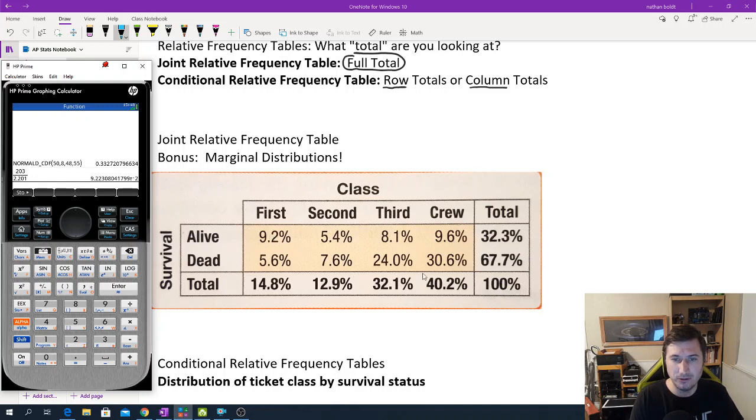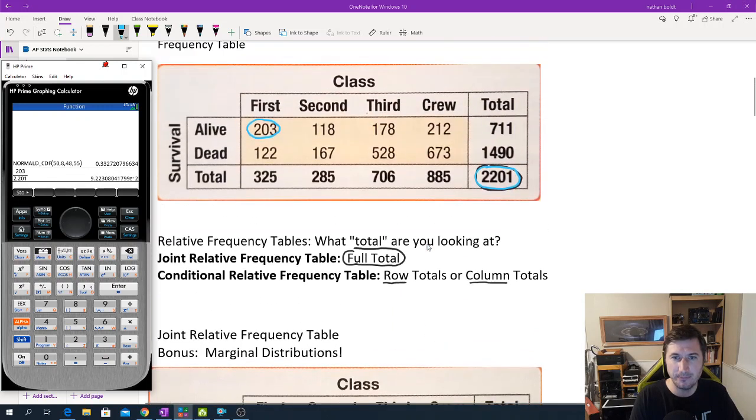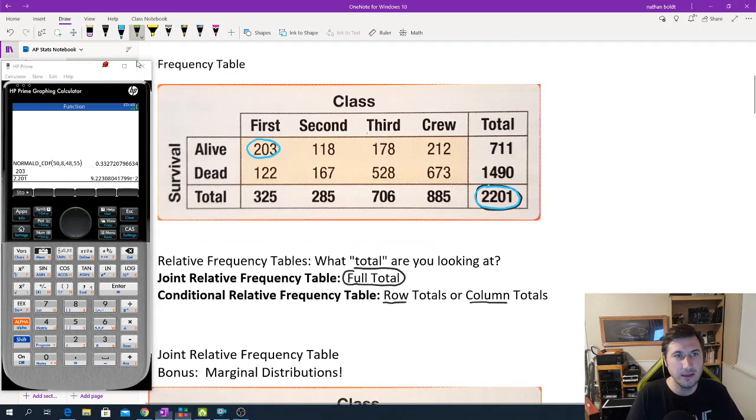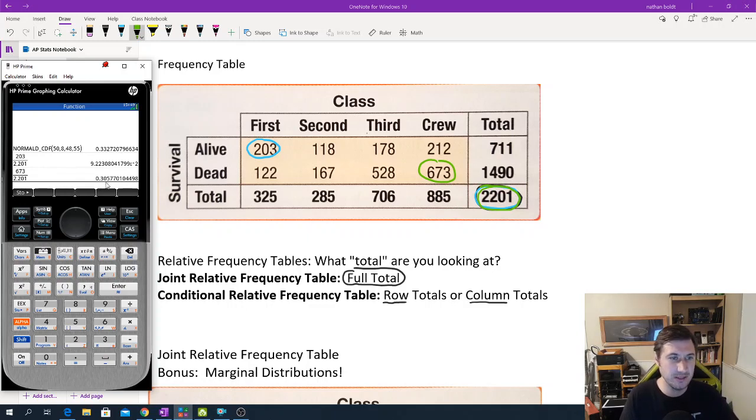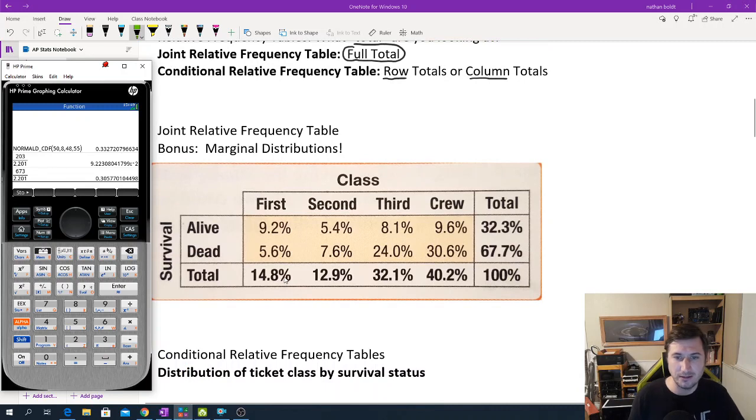Let's check one more. Let's figure out where this 30% comes from. So I go back to my frequency table, and I'm going to take 673 divided by 2,201, and that will give me this joint frequency. So 673 divided by 2,201. Now that spot here, 0.30, that's about 31% or 30.5%. So this number right here would be 30.5%. So if we go down, and yes, they rounded up to a 6, 30.6%.